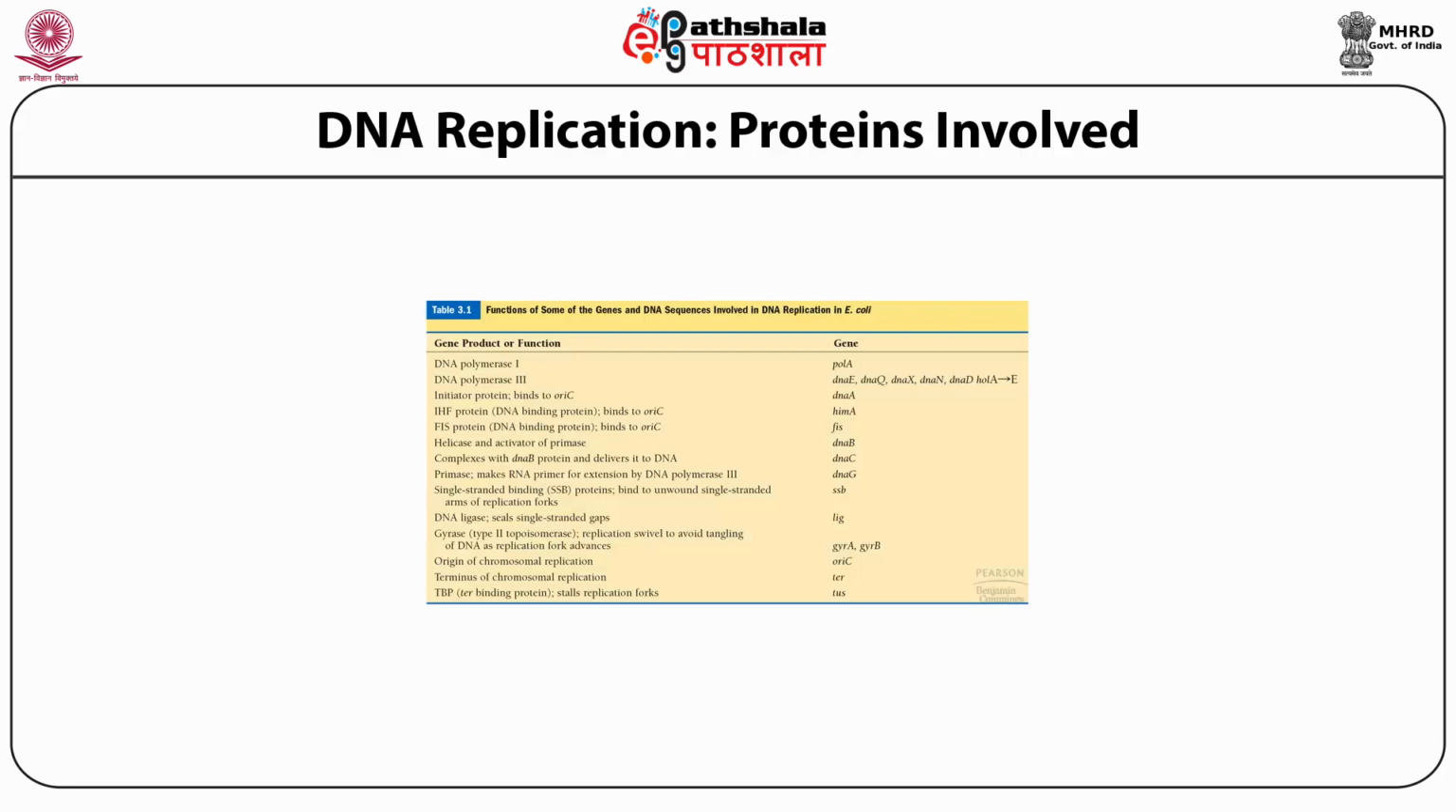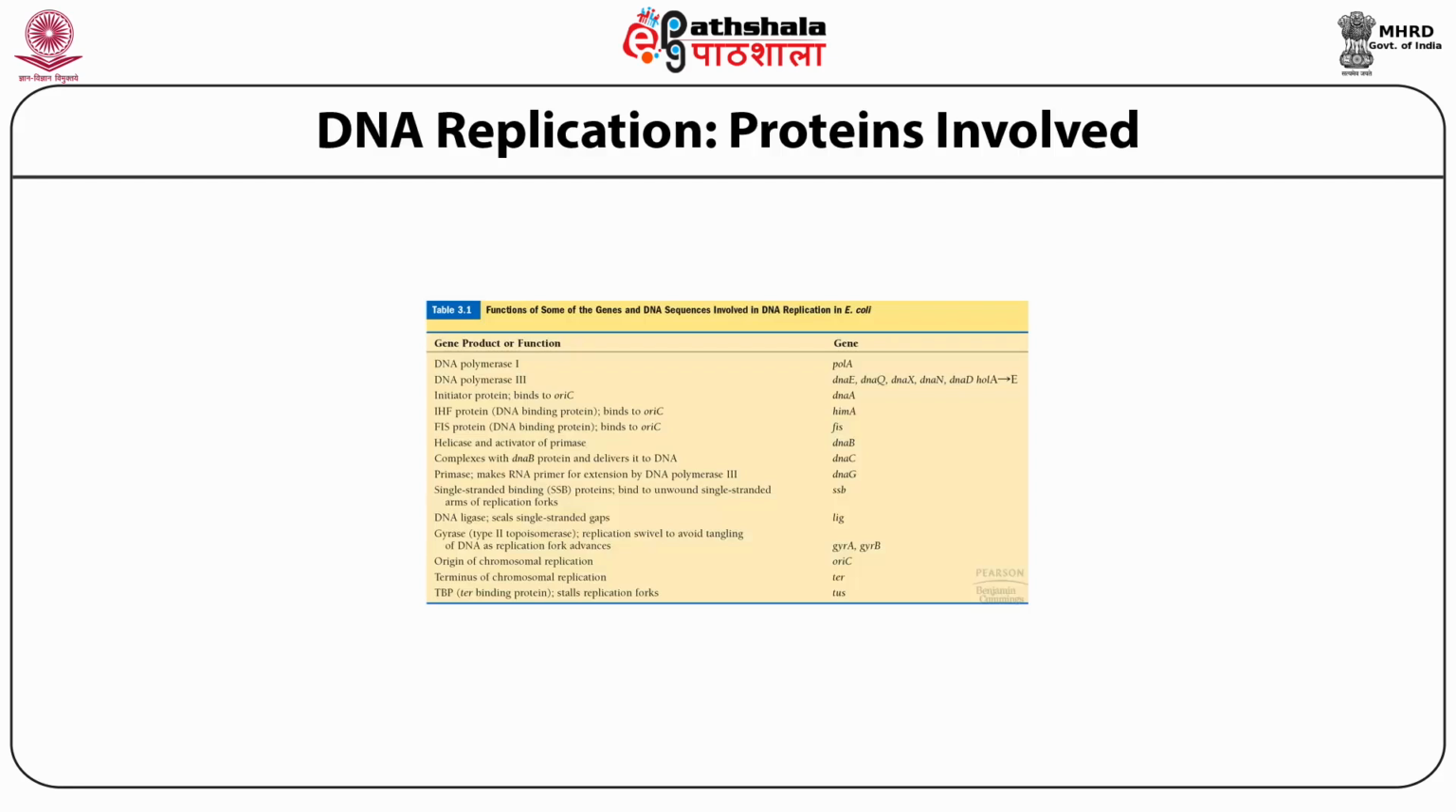Now there is the helicase which initially helps to separate the double stranded DNA into single stranded. Then there is the primase which makes the RNA primer to be extended by DNA polymerase 3. We also have the single strand binding proteins which bind to the unwound single stranded arm of the replication forks and prevent them from re-annealing. DNA ligase helps to seal the gaps formed by DNA polymerase 1 after removal of the RNA primer.